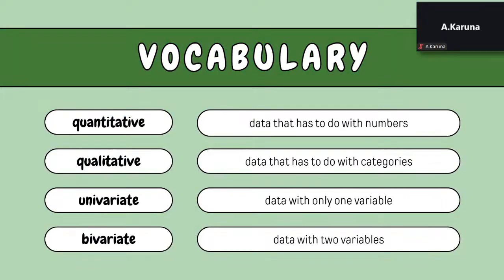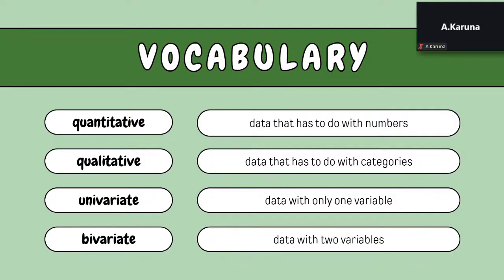Okay, so this is just some vocabulary. Quantitative is data that has to do with numbers. So if I say how many students are in this classroom, that data is numbers, right? In this classroom, there's 36 students. In this classroom, there's 20 students. So that is data with numbers. So it's quantitative.